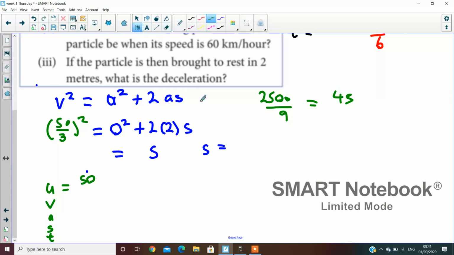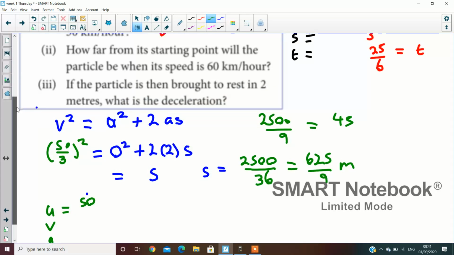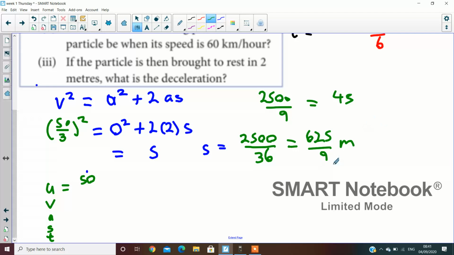Do you have the number for that? 2,500 over 36? Top heavy fraction if you can. Perfect. Oh, so that's what you said. My fault. 625 over 9 was how far it travels from the starting point to reach a speed of 60 kilometers an hour, which is 50 over 3 meters per second.